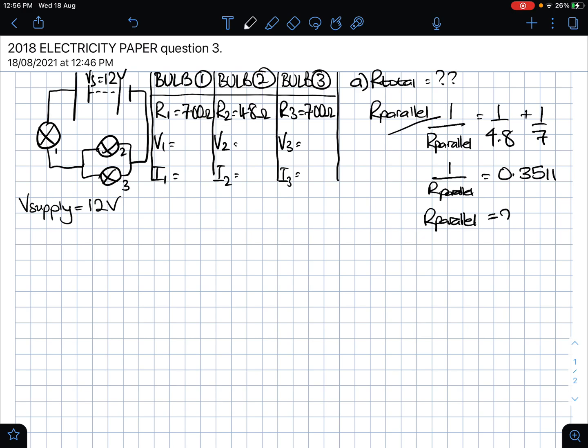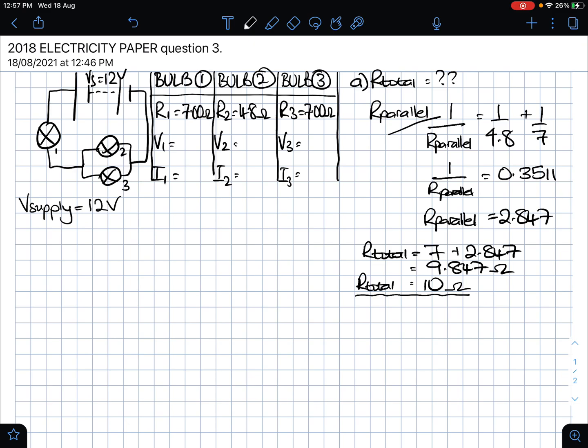And get 2.847. And then your R total is the 7 ohms of bulb 1 plus the 2.847 of the parallel section, which gives us 9.847 ohms. And when you round that to one significant figure, it becomes 10 ohms. So you've shown that the total resistance is 10. Okay, that's what's required for part A.